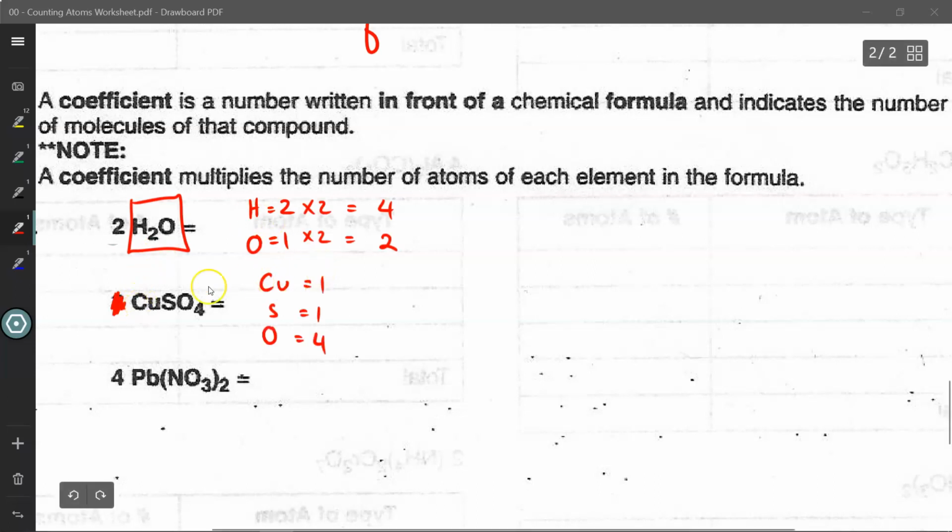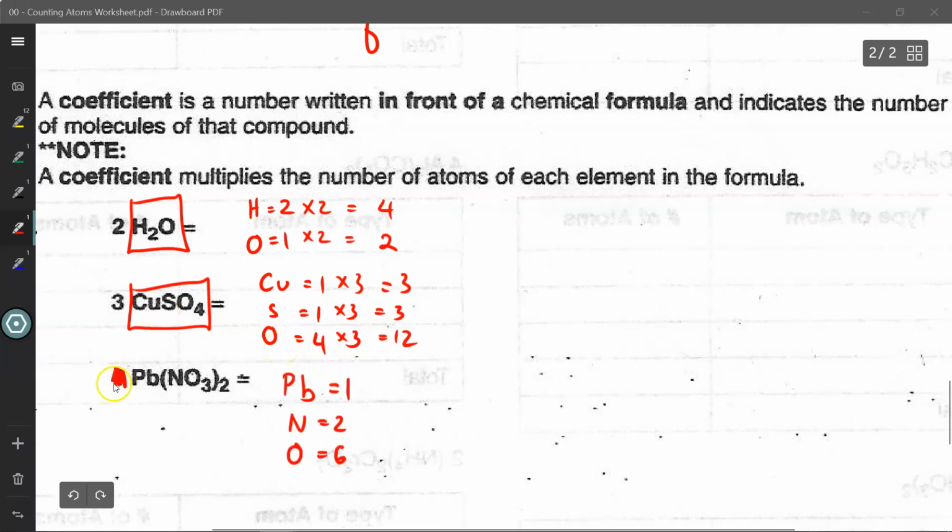Alright, so I have 1 copper, 1 sulfur, and 4 oxygens in this compound. But since I want to make 3 of these, I'm going to multiply everything by 3, giving me 3 coppers, 3 sulfurs, and 12 oxygens in the end. Again, I'm going to ignore the coefficient. I have 1 lead. Now, there's a bracket over here, so there's 2 of these NO3s, so I'm going to multiply it in. Means I've got 2 nitrogens and 6 oxygens. But now I want to make 4 of these, so I'm going to multiply everything times 4, giving me 4 leads, 8 nitrogens, and 24 oxygens.